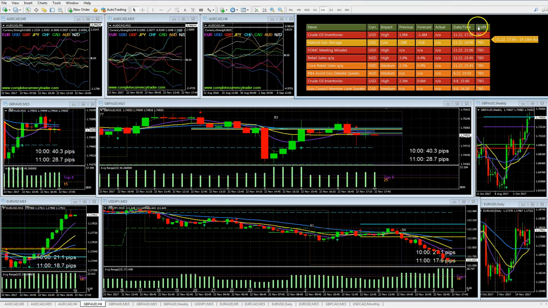What's this profit? I don't need this. I don't need this. So we could probably downsize this window. Previous I don't need, and currency, yeah, okay. The impact, yeah, this I need.